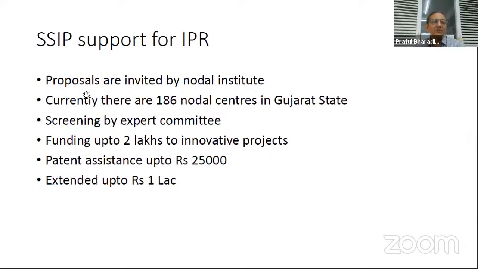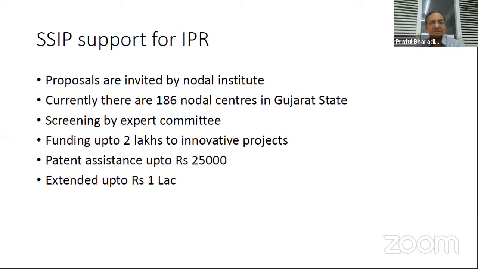So the proposals are invited by the nodal institution. There is a screening by an expert committee. After the screening is done, funding up to 2 lakhs is given to innovative projects. This support is extended for developing a proof of concept, where you have an idea and you want to try to escalate it and check whether it is really working or not.